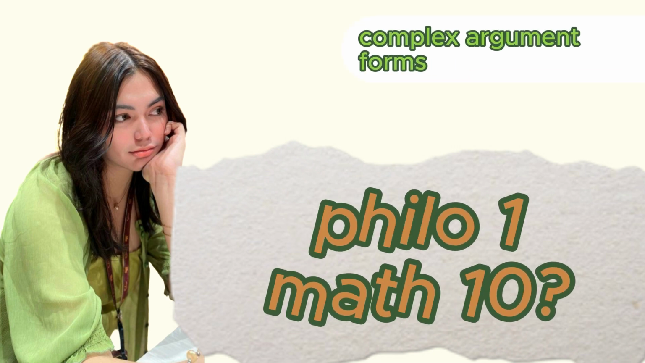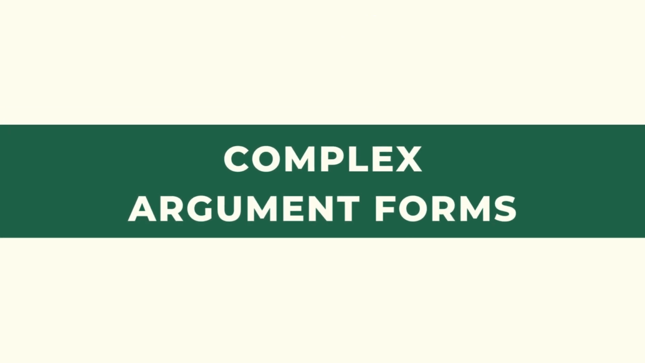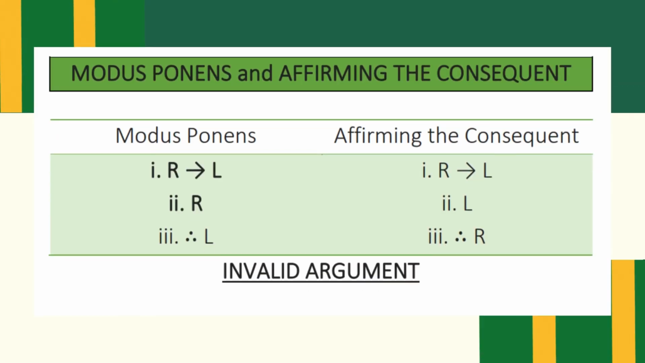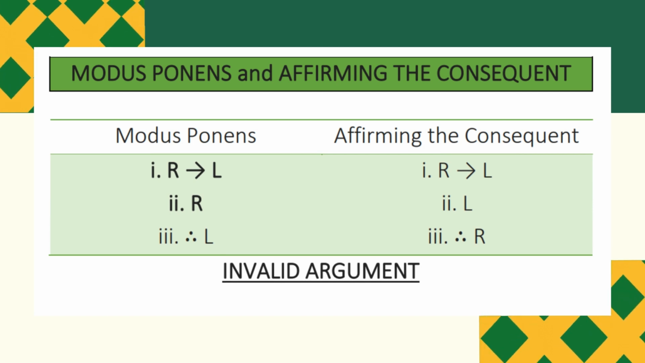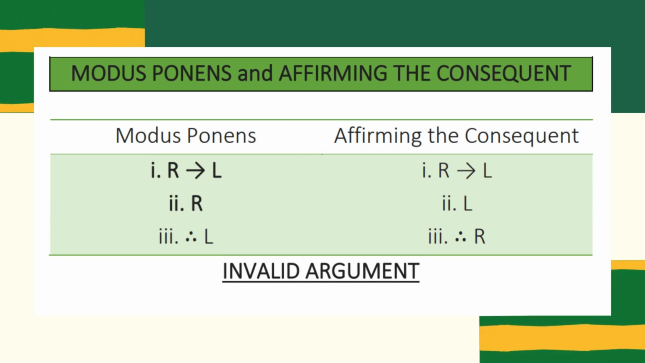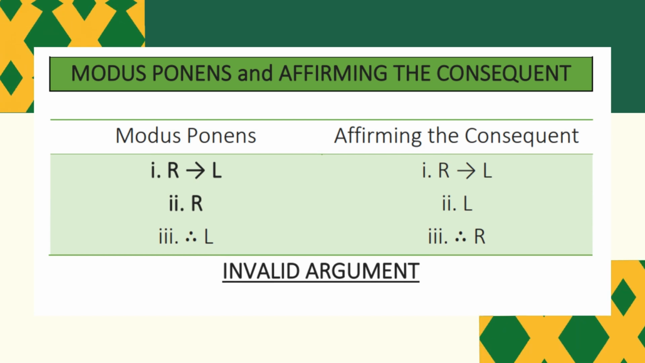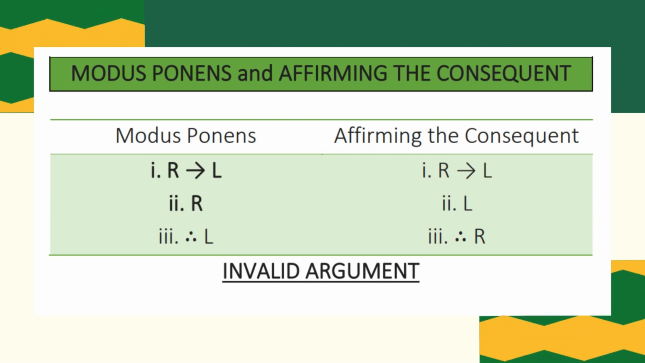Let's proceed with complex argument forms, which I think you have also tackled in your Math 10. Complex argument forms. Modus ponens and affirming the consequent. For modus ponens, we have premise 1, if R, then L. Premise 2, R. Premise 3, therefore L. For affirming the consequent, premise 1, if R, then L. Premise 2, L. Premise 3, therefore R. Affirming the consequent is an invalid argument.